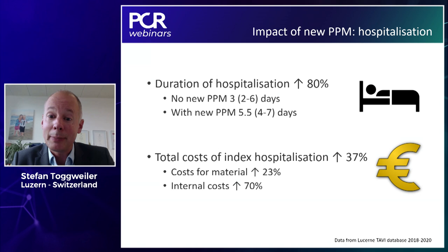Now, this is again data that has not been published yet, but I just looked at our database. These are recent data, so only second generation valves. If we look at our data, we increase the duration of hospitalization by 80% if we need a new permanent pacemaker. Without the pacemaker, the median is 3 days. You can see the interquartile range here. And with a new permanent pacemaker, we have 5.5 days. So it's almost twice as much as without a new pacemaker.